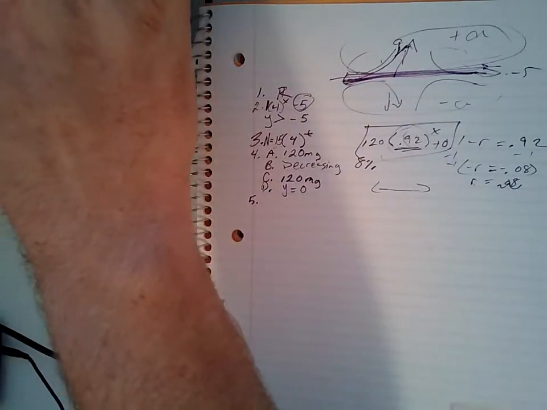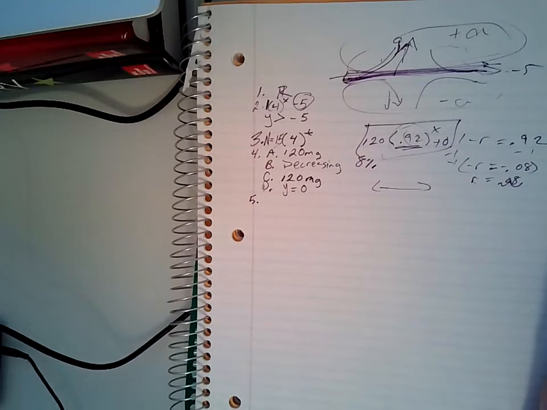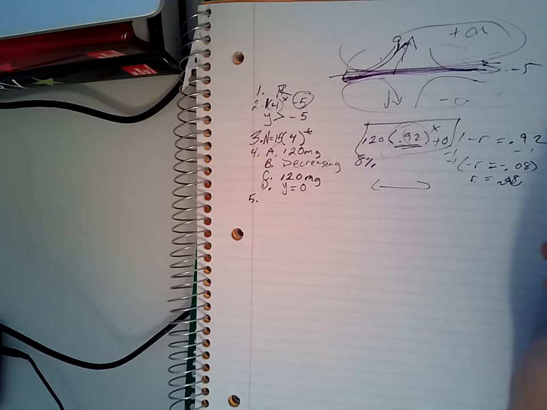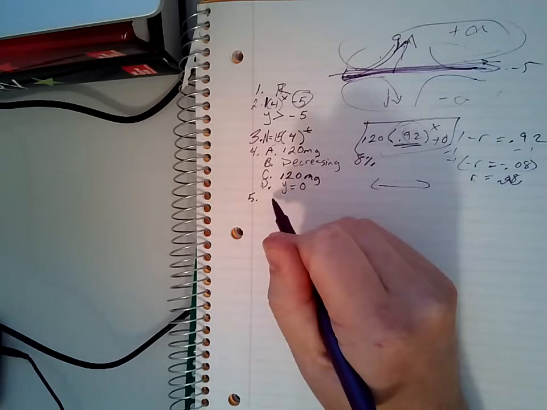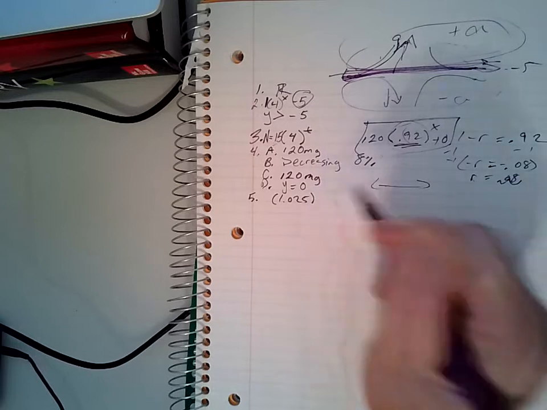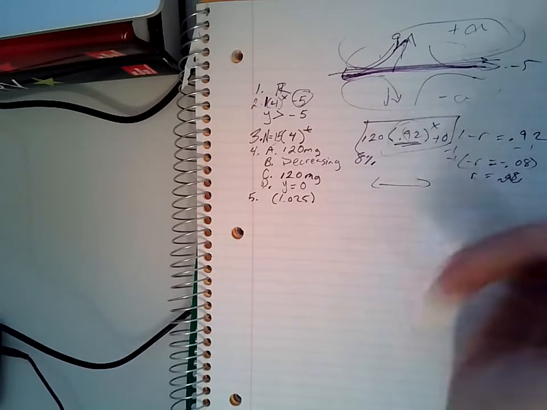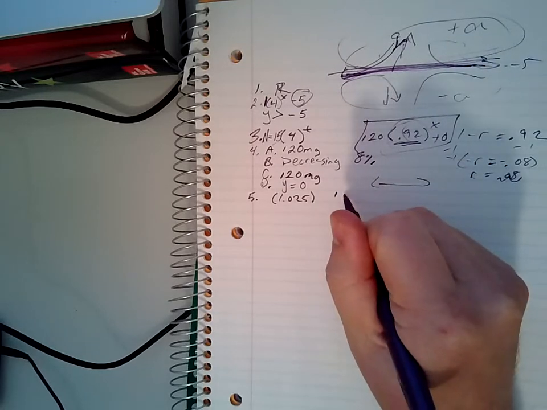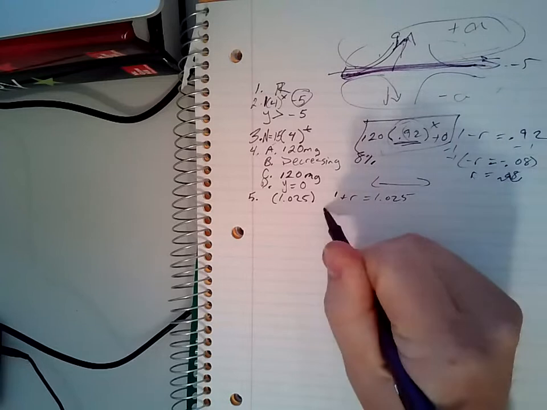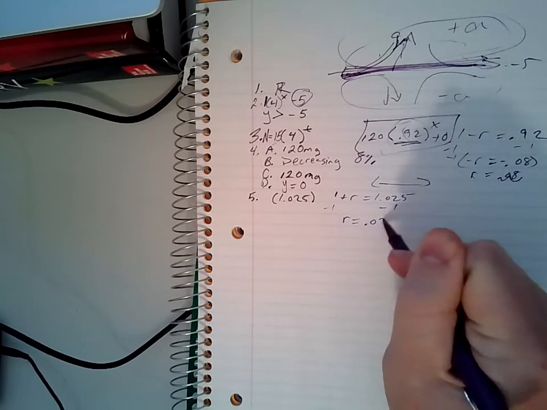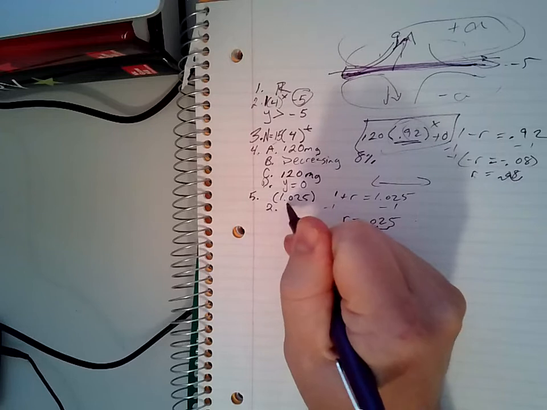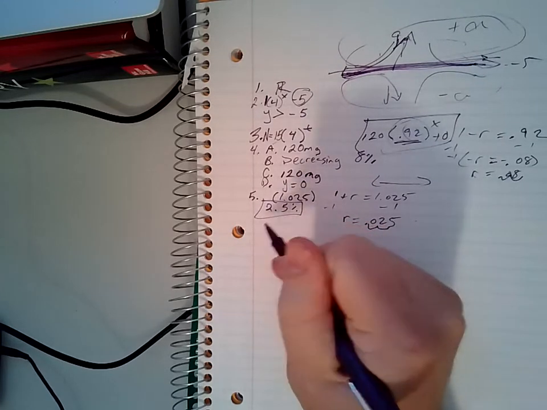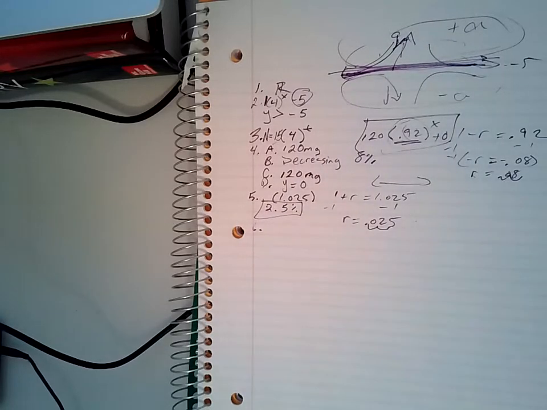Number five says the function f of x is equal to 75 times 1.025 to the power of x represents the balance of Jonathan's savings account x years after opening it. What percentage is the balance increasing each year? So we know that 1.025 has the rate inside of it. We know that it's growing because it's in a bank account. So 1 plus r equals 1.025. Subtract 1 on both sides, and I get r is equal to 0.025. Turn that into a percent, and I get 2.5%.